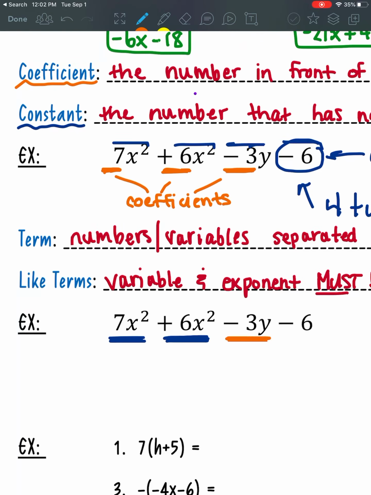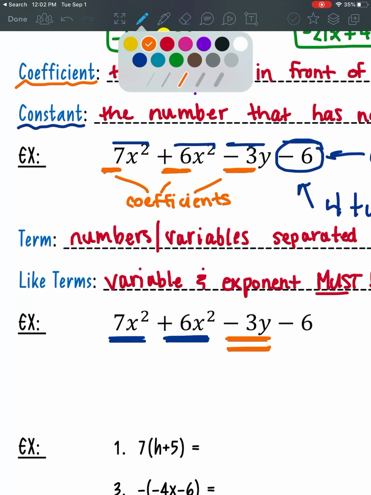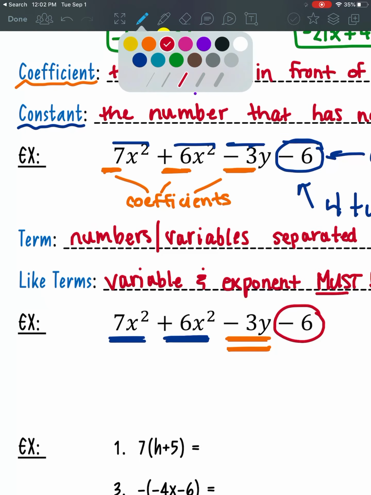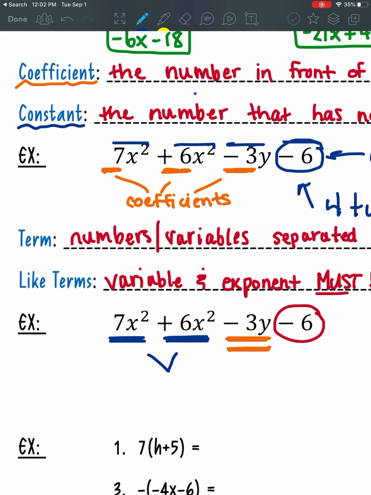Now, this one over here, negative 3y, it's a different term. I did a different color. If you don't have different colors, I know with pencils, sometimes we double underline them, we box them, we triangle, but somehow we can show what are like terms, what are not like terms. And then the negative 6 doesn't have a variable on it, so that's our constant. So it can't be connected with anything else because everything else has a variable.